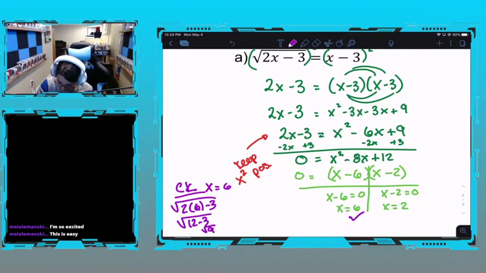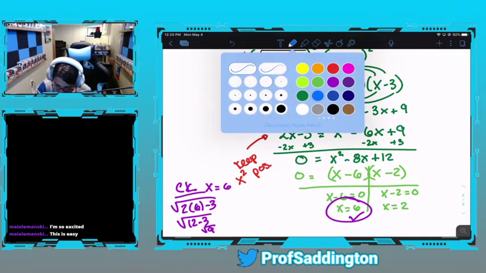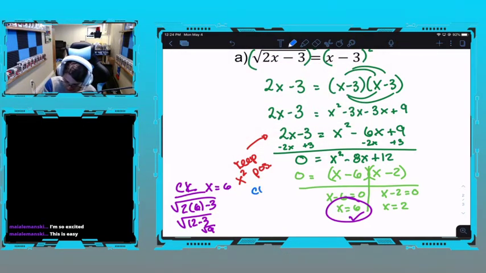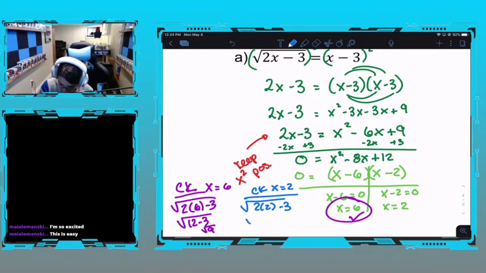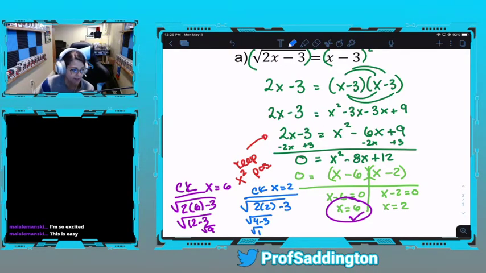Oop, that's a bad circle. So let me try x equals 2. So let's check x equals 2. So I'm going to get 2 times 2 minus 3. I get 4 minus 3, which is 1, so that is allowed as well.